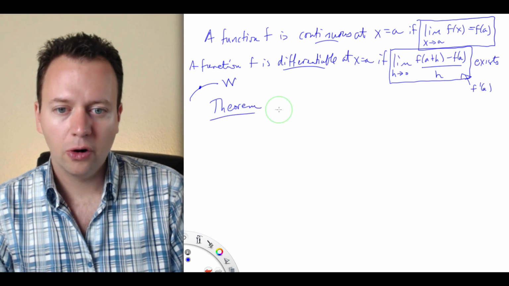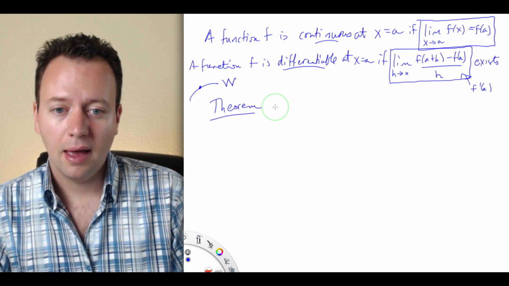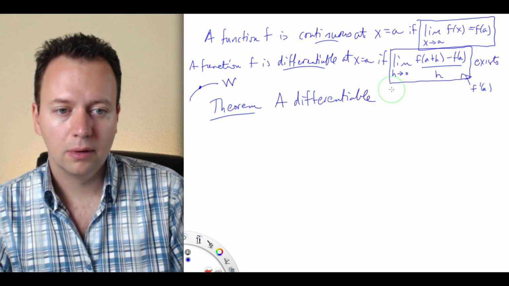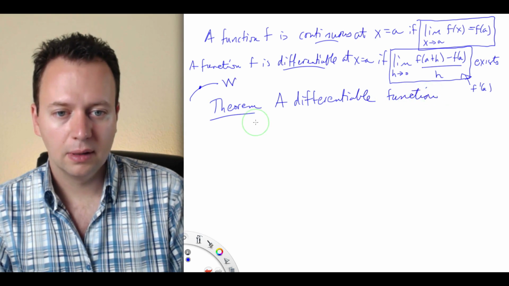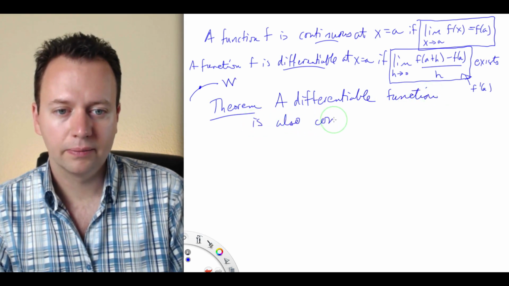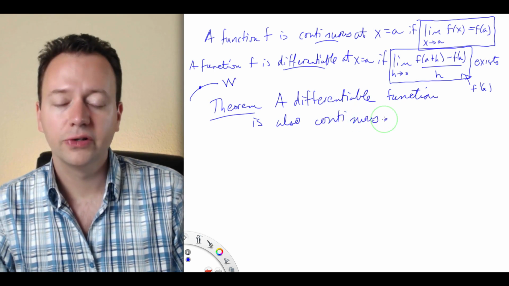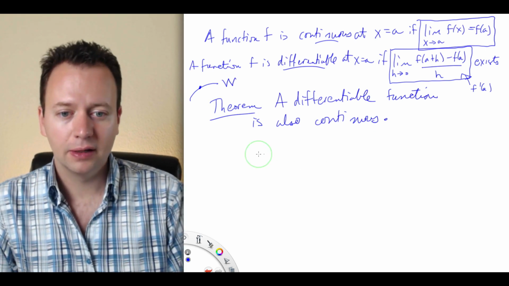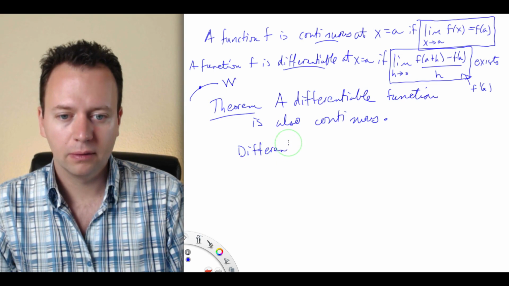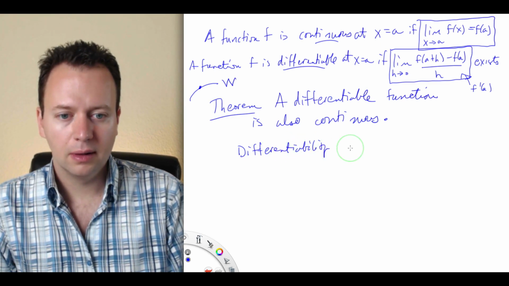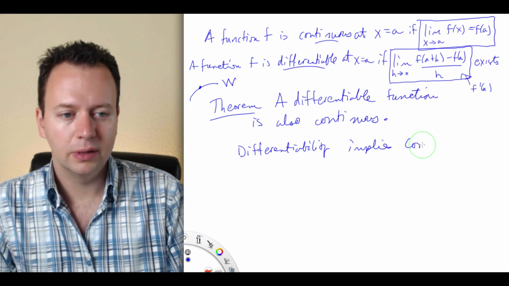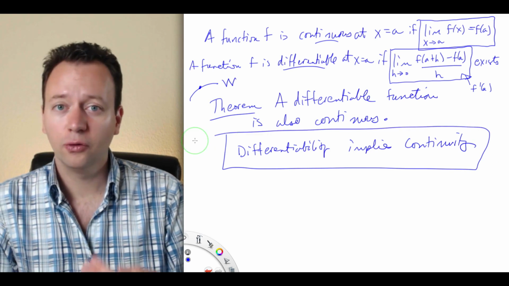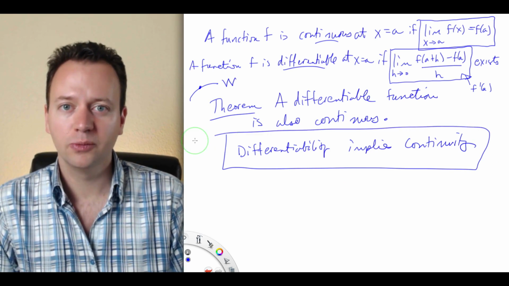This is an important theorem that says a differentiable function is also continuous. In other words, if a function is differentiable at a point x is equal to a, it must also be continuous. So differentiability implies continuity. The quality of being differentiable implies that the function must also be continuous.